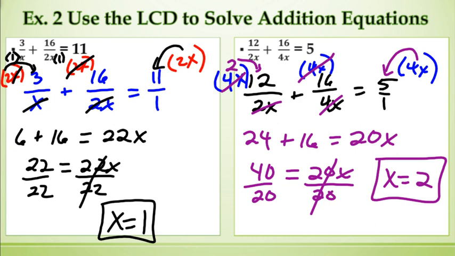Again, I can verify that by putting a 2 in here, putting a 2 in here. 12 divided by 4 is 3. 16 divided by 8 is 2. 3 plus 2 does give me 5. Therefore, x is 2.